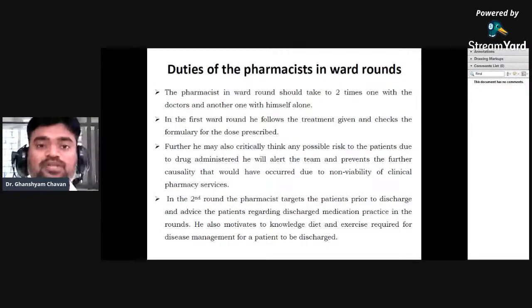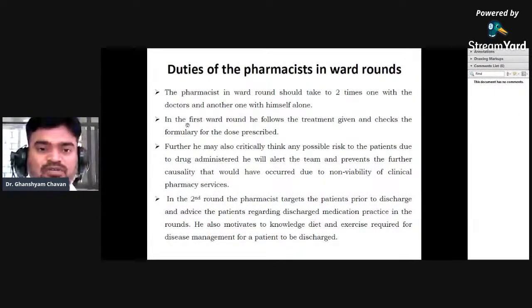Now here are the duties of pharmacists in the ward round that we should discuss one by one very quickly. The pharmacist in the ward round should take at least two rounds, one with the doctors and another one by himself alone. Means in the morning he will go with the doctor, and another round he will take in the evening or in the afternoon session. He will go alone to check the effect of the drug on the patients.